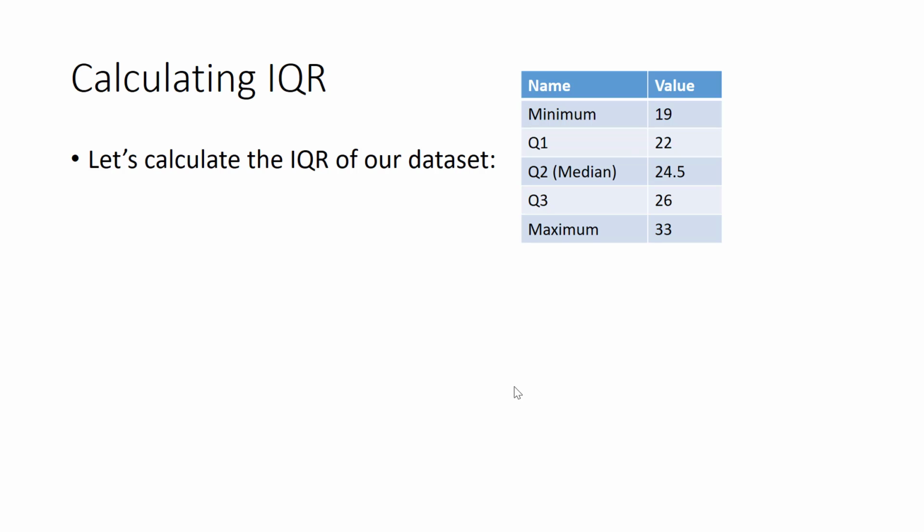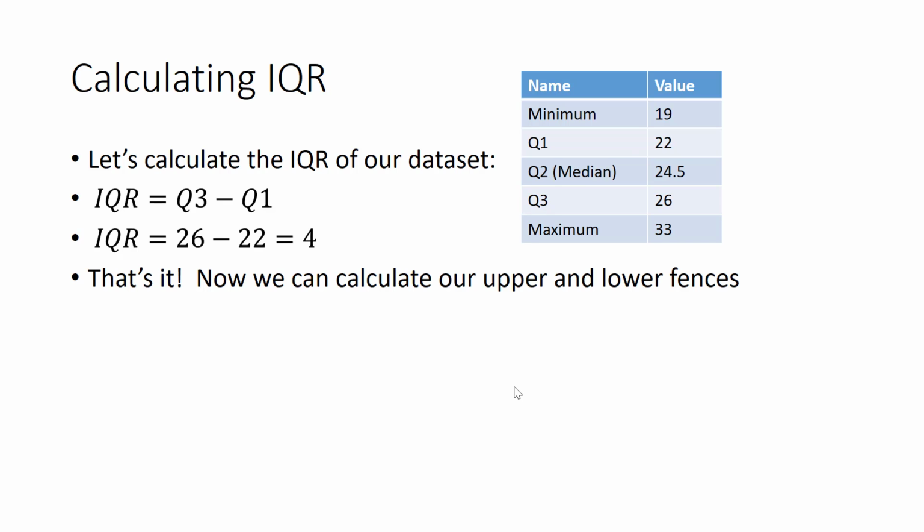Let's calculate the IQR, or interquartile range, of our dataset. Remember, IQR is Q3 minus Q1. In this case, Q3 is 26 and Q1 is 22. Subtracting those numbers, we find out that our interquartile range is 4. Now we can calculate our upper and lower fences.